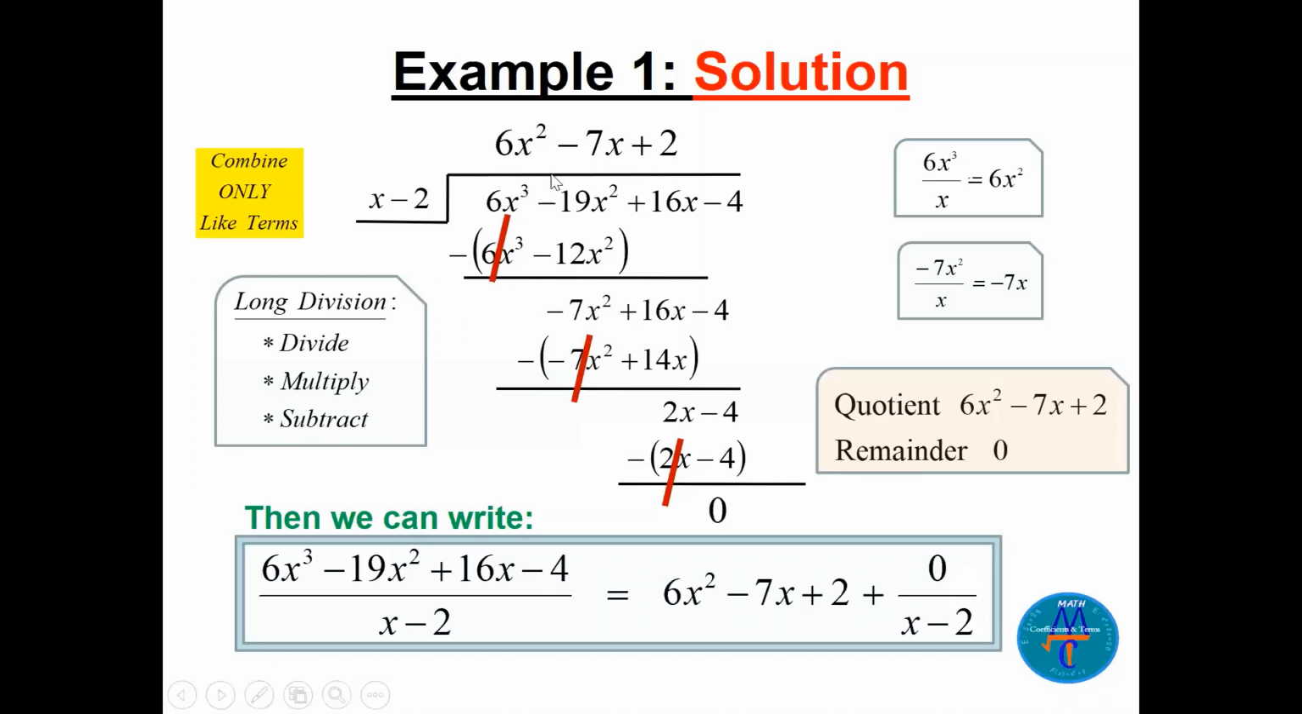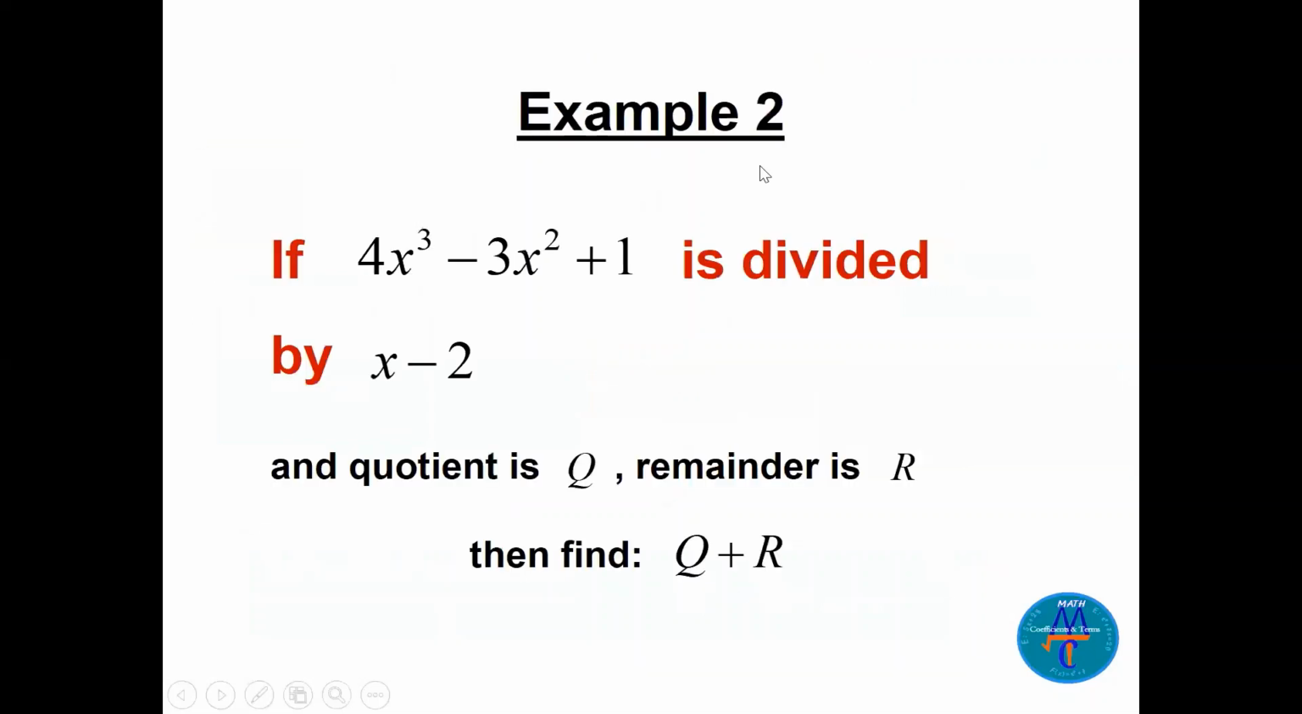If you understand this, you can do any long division. Let's take another one. 4x cubed minus 3x squared plus 1 is divided by x minus 2. Let's find the quotient and the remainder, then find the addition q plus r.